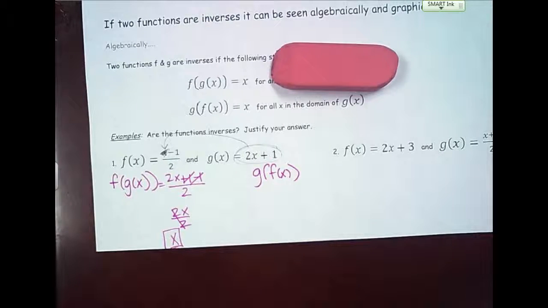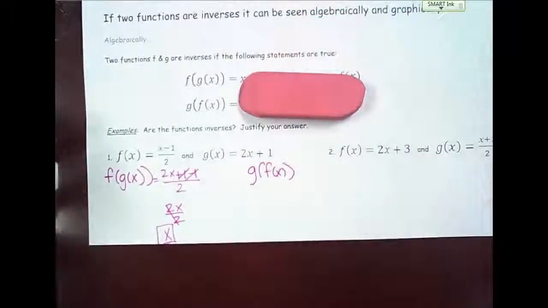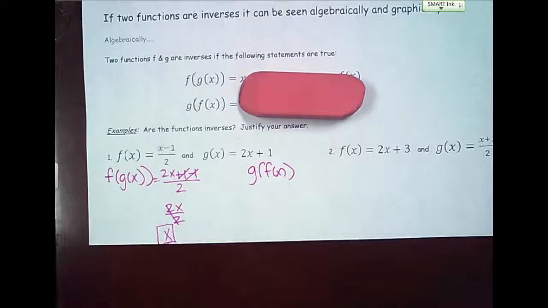You go the other way for me. Try it. Go the other way. Because you have to prove both ways. Okay. You try the other way, please.